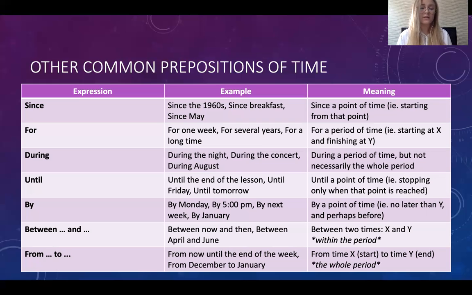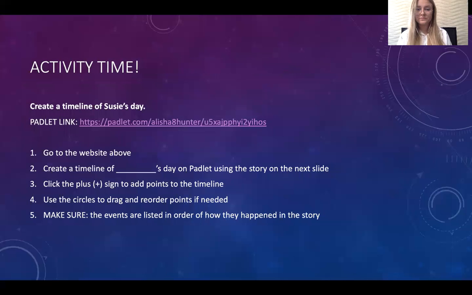Okay, our last one here is from blank to blank. So from now until the end of the week, from December to January. Okay, so from time X being the start to time Y being the end. Okay, and it would occur over that whole period of time.